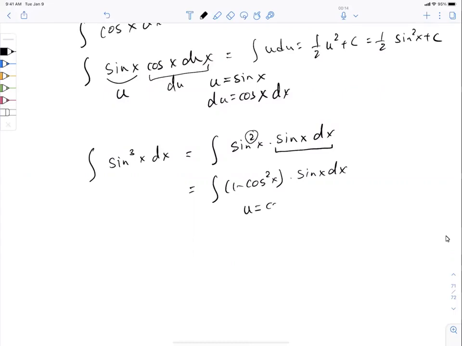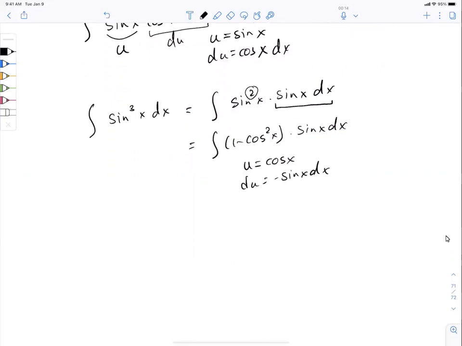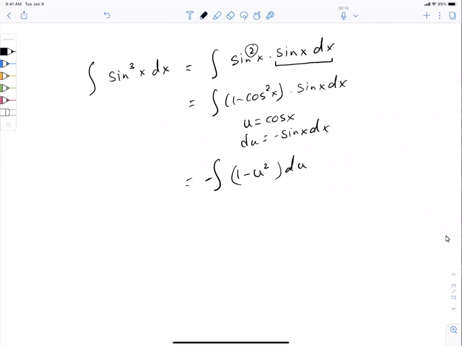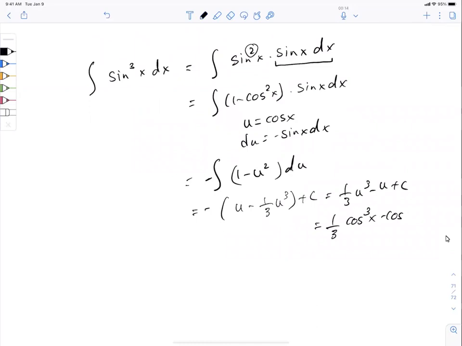And then I let u be cosine x, so du is negative sine x dx. So it is 1 minus u squared du, and a negative pops up because du is negative. So I get negative the integral of 1 minus u squared du, which is negative u minus 1/3 u cubed plus c, which is 1/3 u cubed minus u plus c. And u was cosine, so it's 1/3 cosine cubed x minus cosine x plus c. So that's how you handle odd powers.